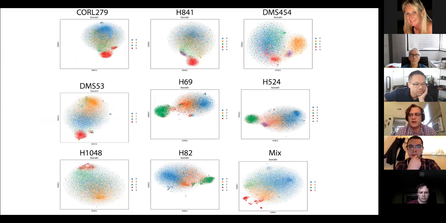And so we have 8 cancer cell lines. These are immortalized cell lines for small cell lung cancer, and the sequencing was done by our colleagues at Vanderbilt.